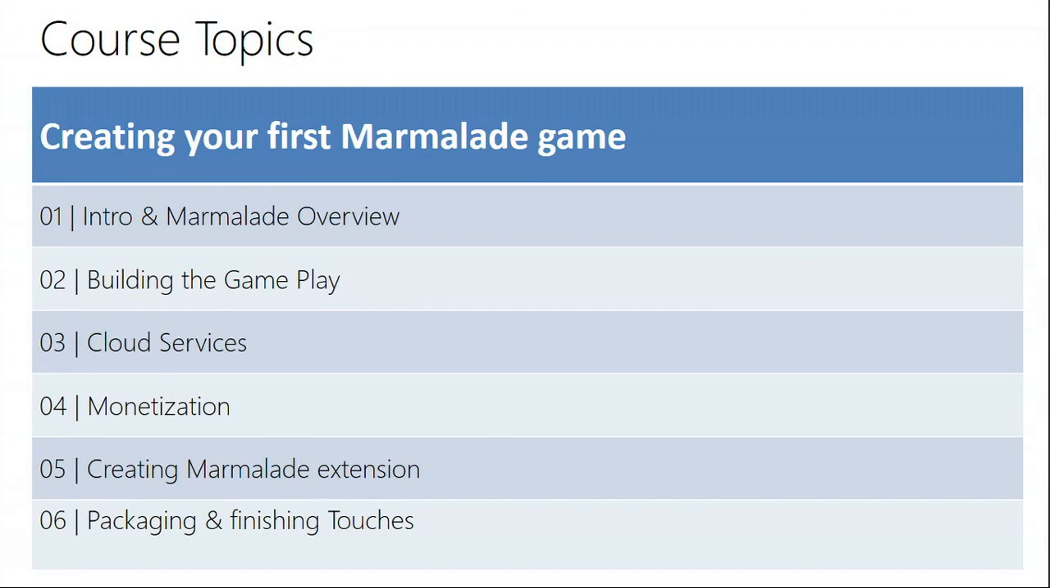So let's look at the course topics today. We're talking about C++ and creating your first Marmalade game. We'll start off with an intro and talk about the overview of what Marmalade is and how it works. We'll then talk about how to build the game and the gameplay.